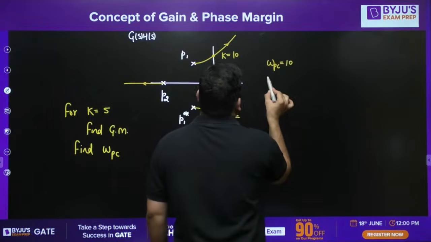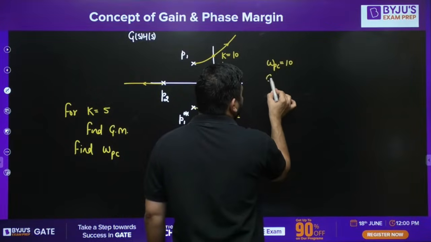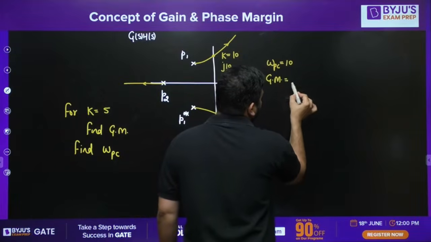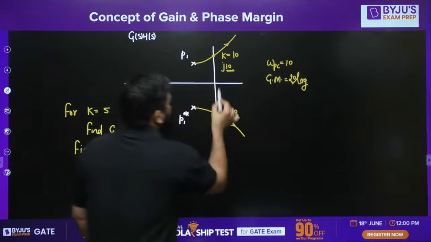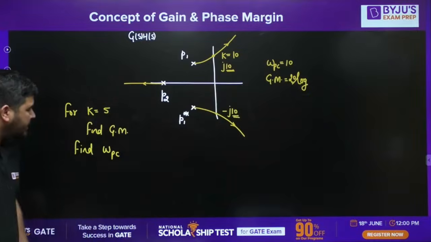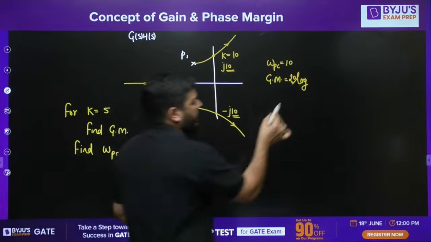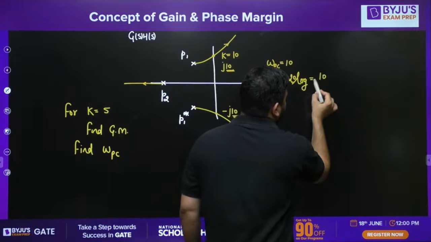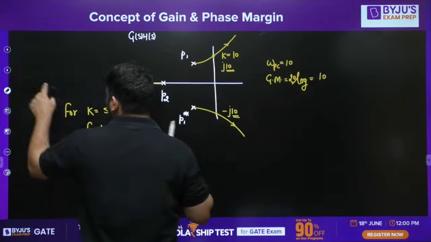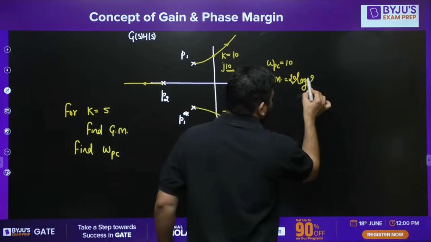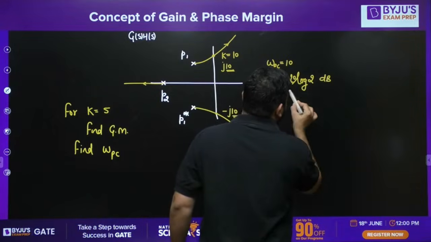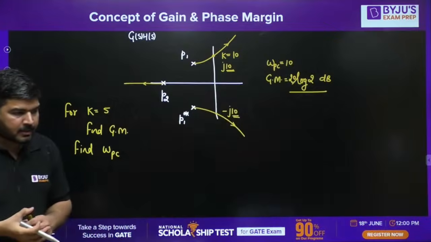And gain margin is equal to, tell me guys, 20 log of K for which the system is marginally stable, which is 10, by the actual value of K, which is 5. So 20 log 10 by 5, which is 20 log 2. So it will become 20 log 2 dB. This is my gain margin. Directly you can calculate this.